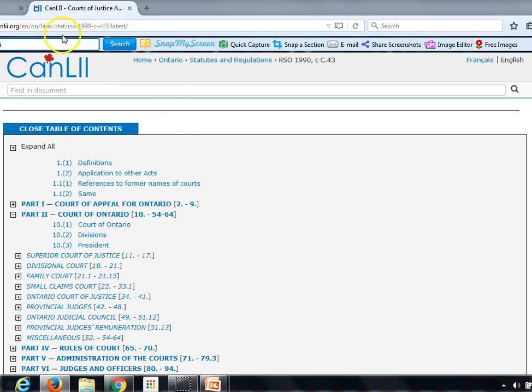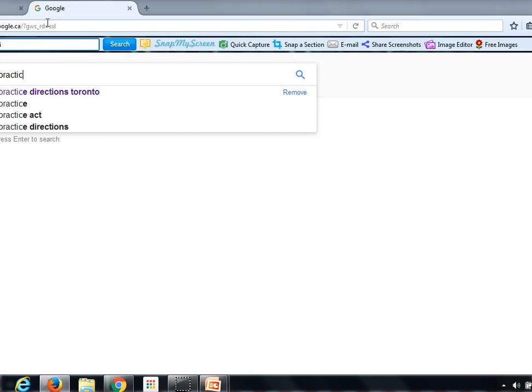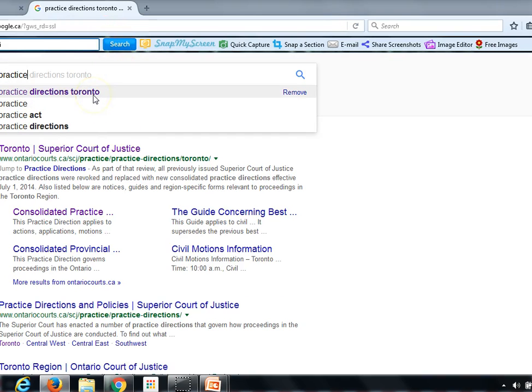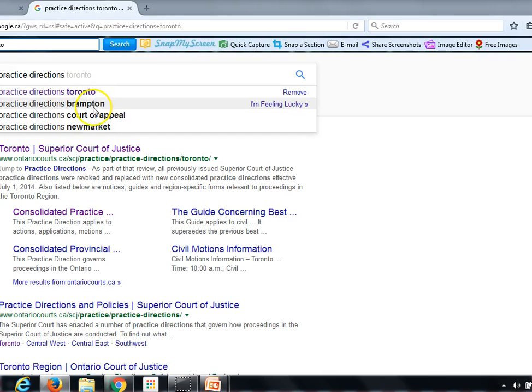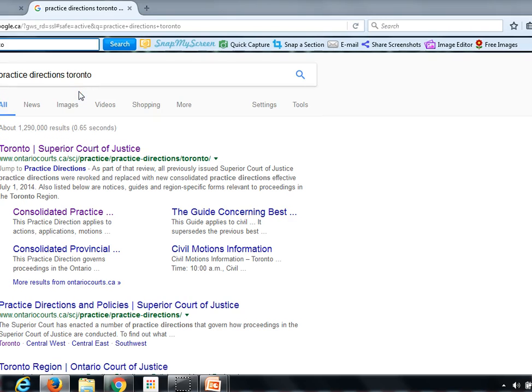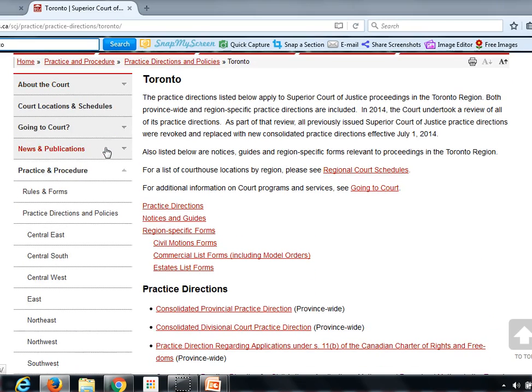We go back to our friend Google, and let's say you type in practice directions. You see here practice directions Ontario, and there are other practice directions: Brampton, Court of Appeal, Newmarket. You already see those options there. So let's look at practice directions Ontario, and you find this link, ontariocourts.ca. This, I believe, is a government website for the courts, slash Superior Court of Justice slash practice directions. You click on that link, and then it has multiple things: practice directions, notices, and guides.